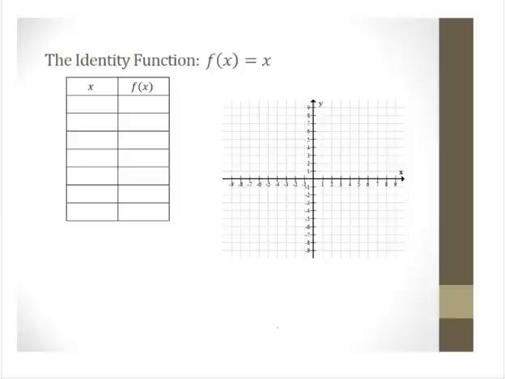And finally, we have the identity function. So this function says your output is the same as the input. So if I choose negative 3 to 3 by 1s, my output is exactly the same. And notice that this is a line. This is a linear function.